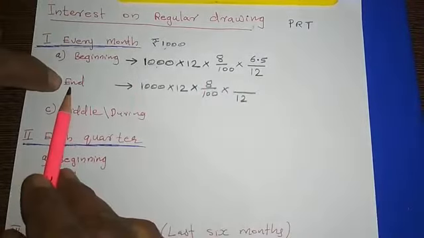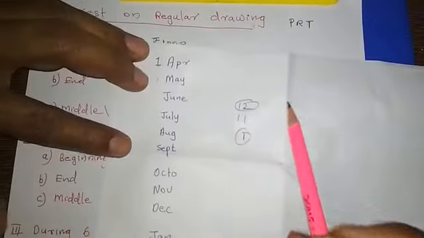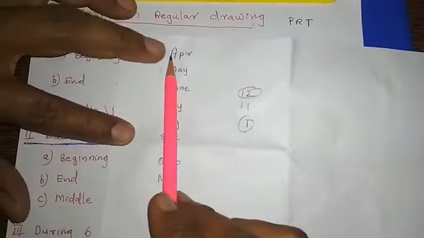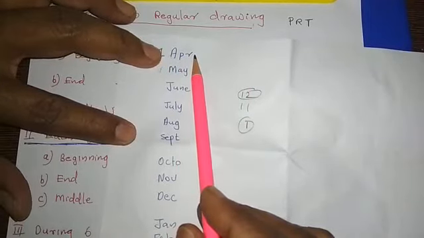End of every month, I will tell you what it means. When will the first drawing be? End of every month means April last. Okay, on April 30 the drawing is made.